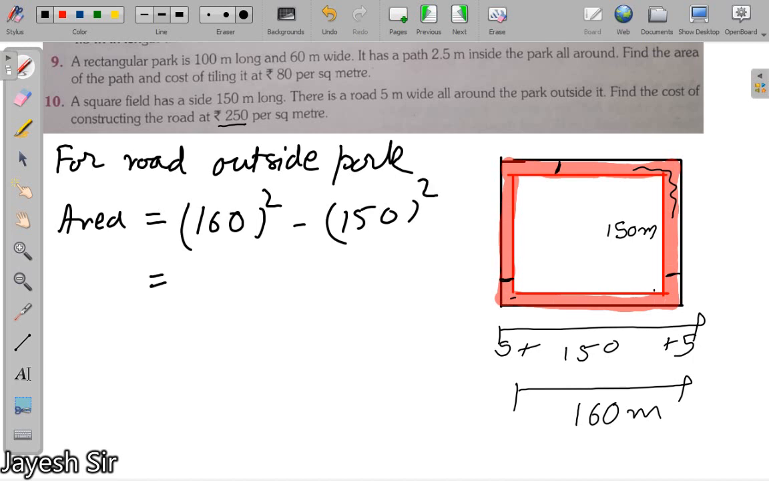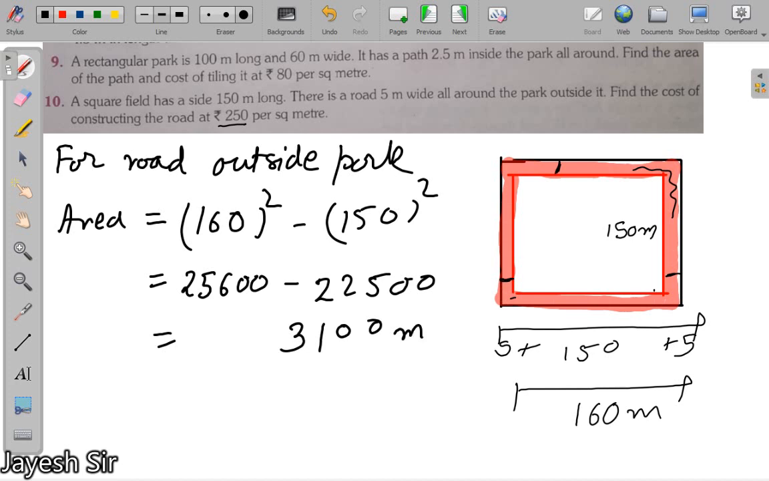160 square is 25600, minus 150 square, which is 22500. So that will be 3100 meter square.